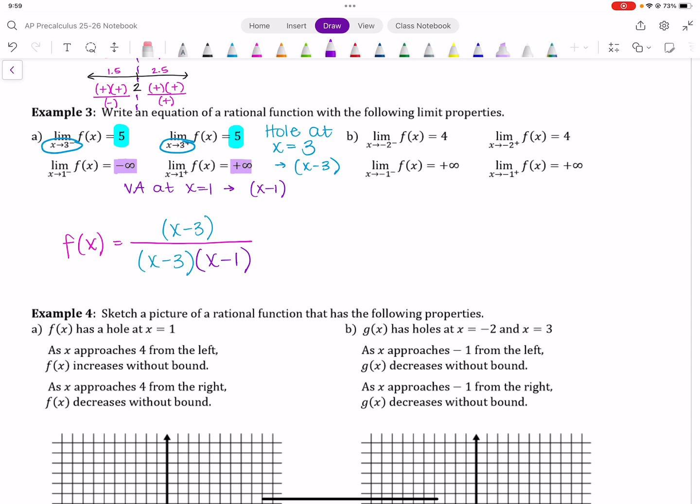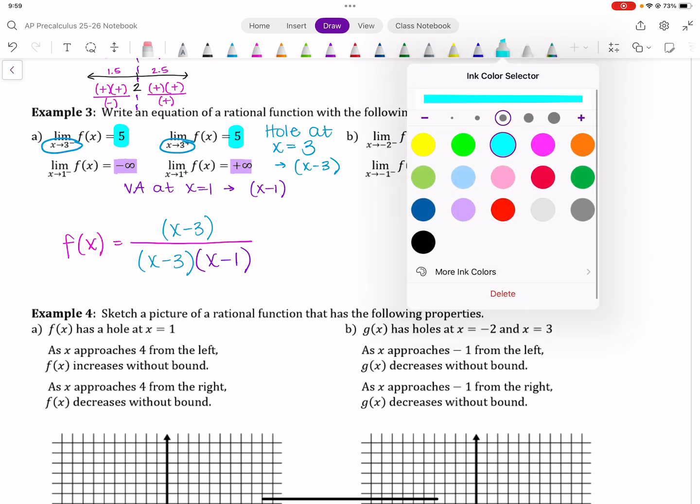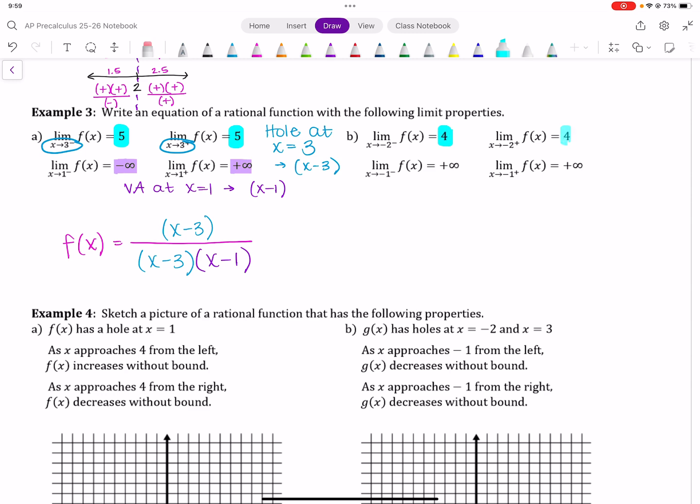So, part B, once again, we have 4 limit statements. And our top 2, once again, give us a hole. So we know we have a hole at -2. So we want x plus 2 in our numerator and denominator. And then our other limits both equal positive infinity, which give us our vertical asymptote at -1.